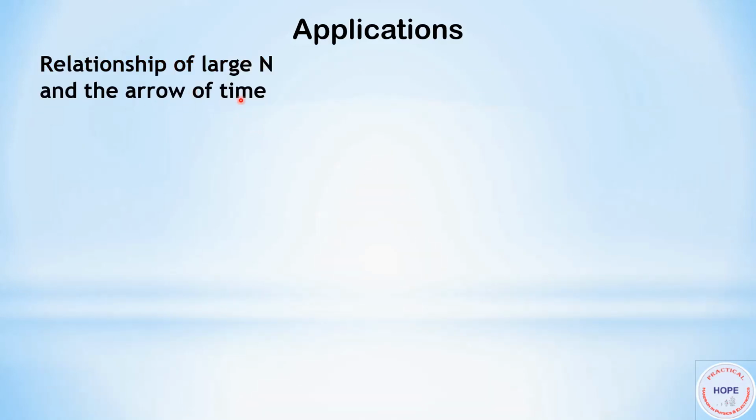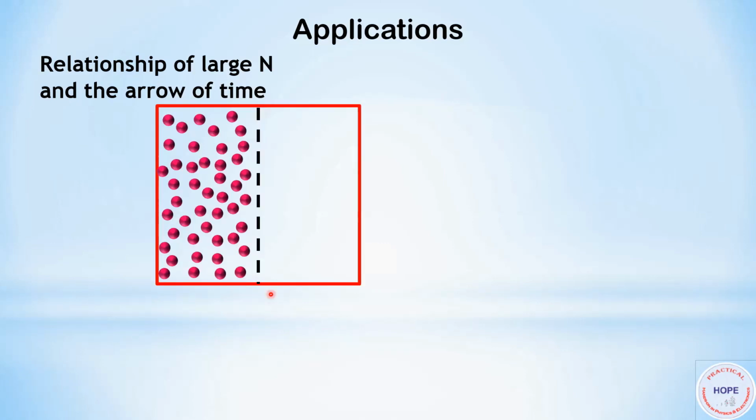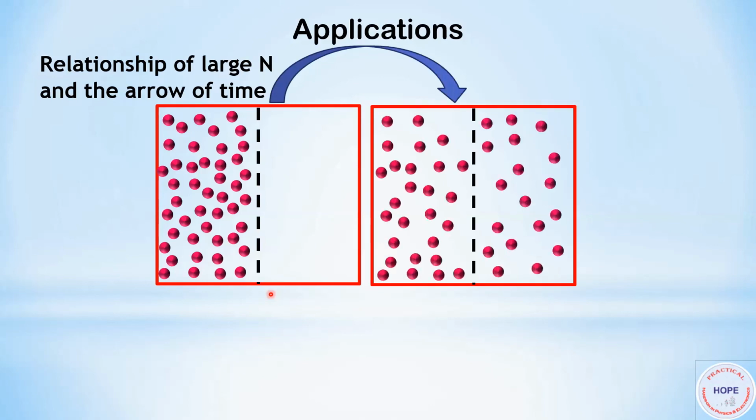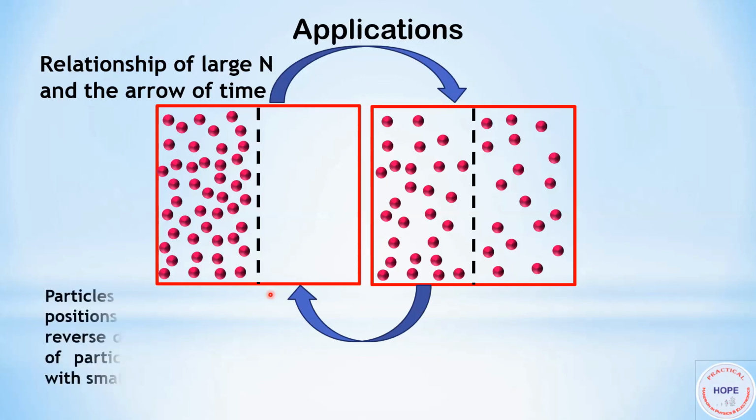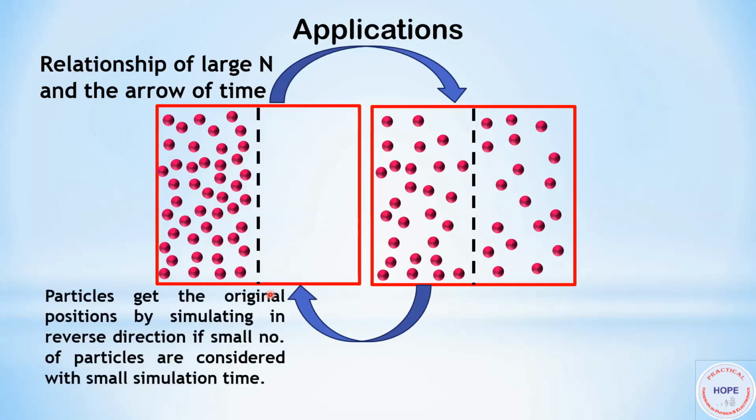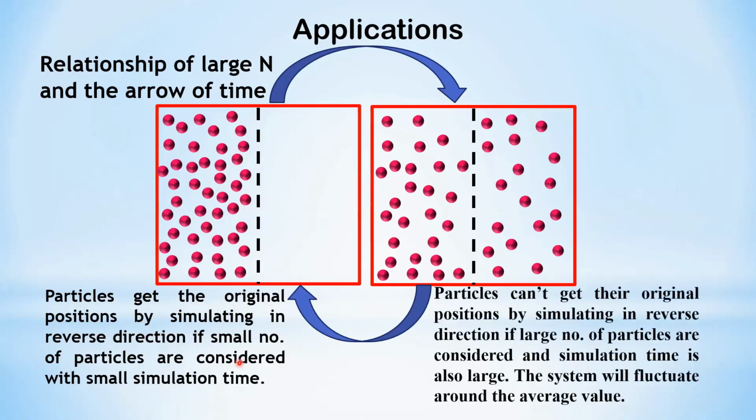Now what is this arrow of time? Suppose we have this simulation box. Now if we simulate this system, some of the particles will move towards the right. Now if we again simulate this system reverse in time, then particles get the original positions if a small number of particles are considered with small simulation time. Particles can't get their original positions by simulating in reverse direction if a large number of particles are considered and the simulation time is also large.